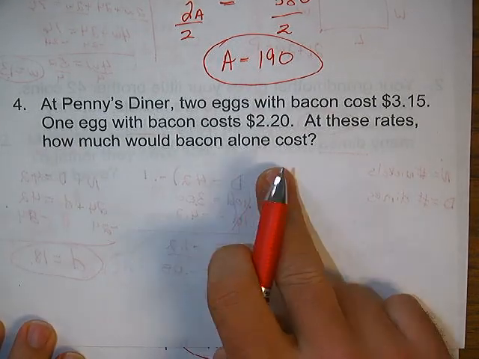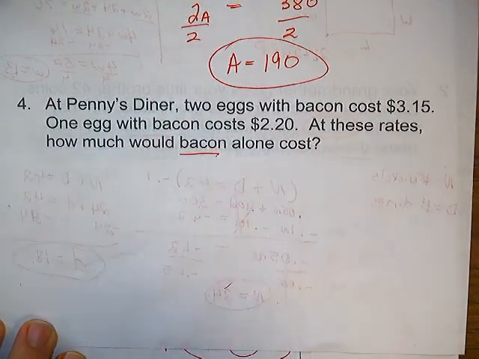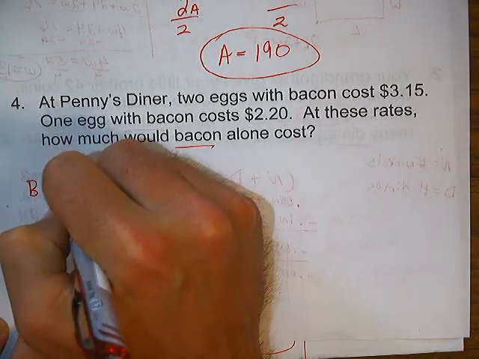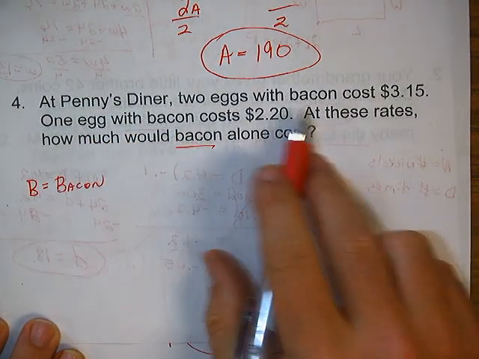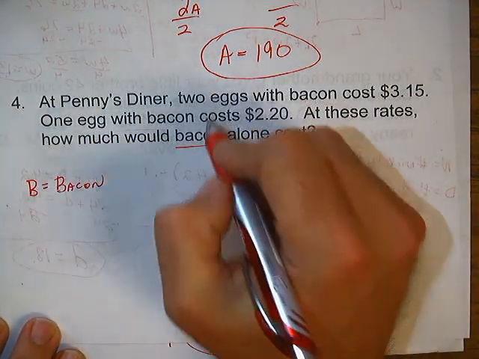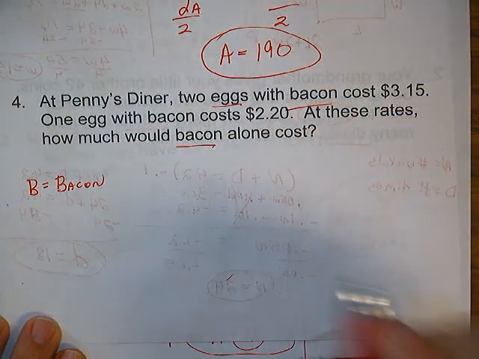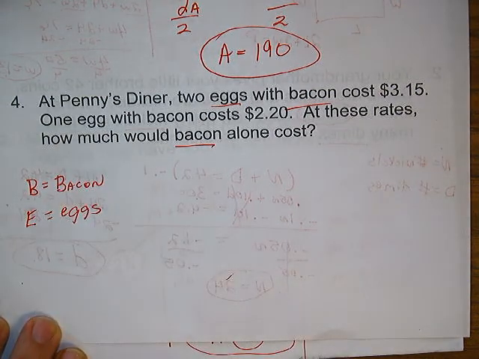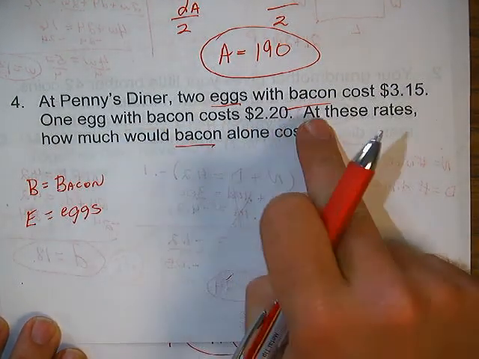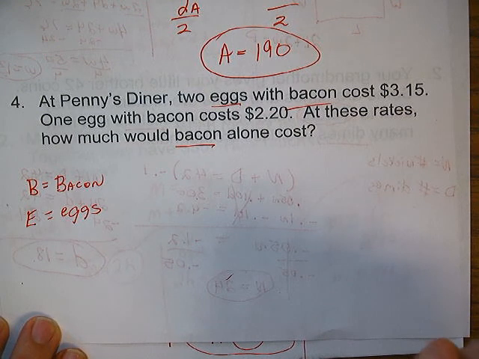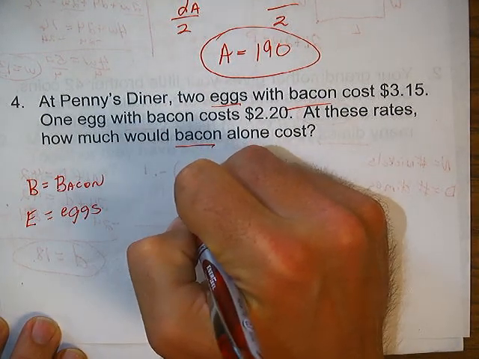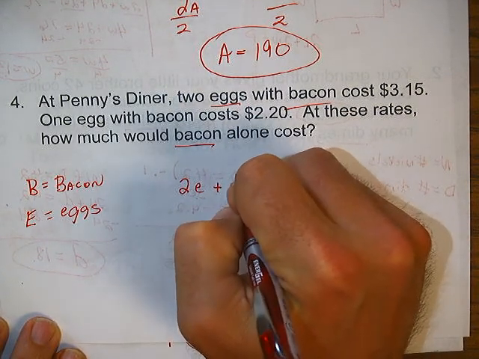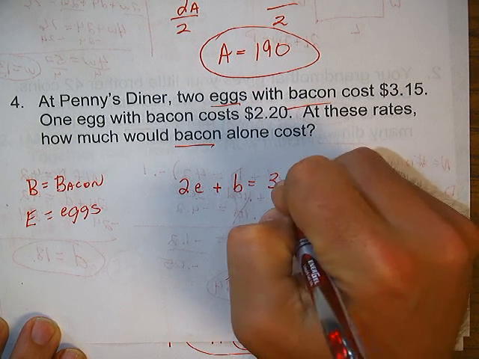Okay, at these rates, how much would bacon alone cost? That's the unknown. So let's use a B for bacon. And the other variable is the eggs. So I'm going to use E for eggs. Now it says 2 eggs and bacon cost $3.15. So 2 eggs would be 2E plus bacon. There's only one of them, so plus B equals $3.15.